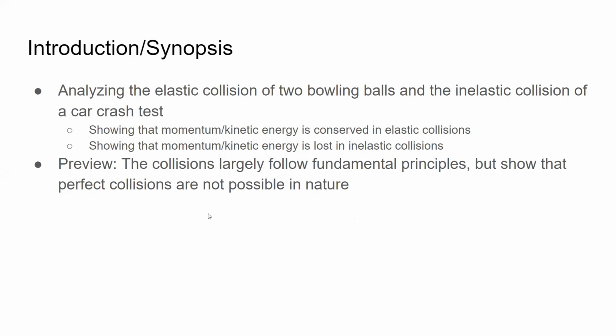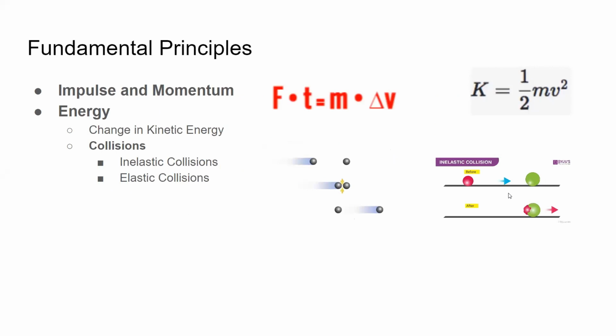And a preview for the results: the collisions largely follow fundamental principles, but show that perfect collisions are not possible in nature. The two fundamental principles are impulse and momentum, and then energy. In energy, that's sort of the umbrella for change in energy and also collisions, which is the focus of this lab. The two main equations utilized in this lab are impulse, which is equal to the change in momentum, and also kinetic energy.